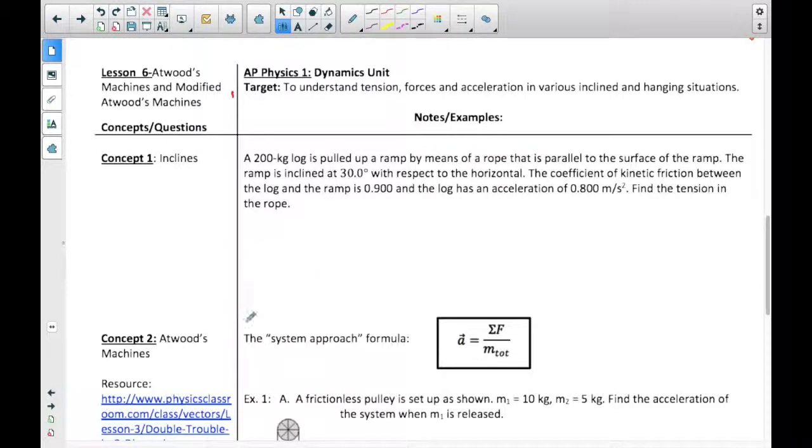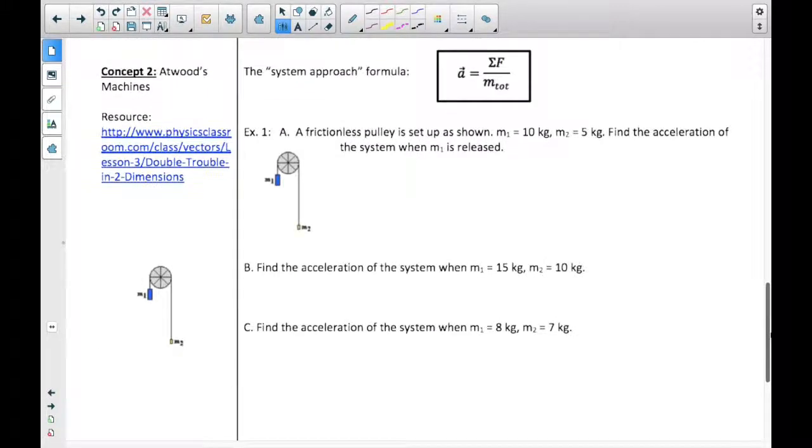This video is going to cover how to look at Atwood machine problems and how to make some sense of those. We're going to look at the Atwood machines. We're going to look at tensions, forces, and accelerations in the Atwood machines. What is an Atwood machine?